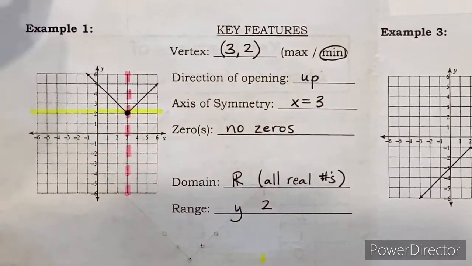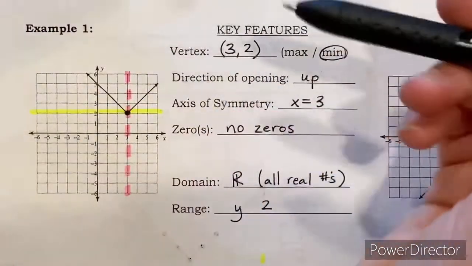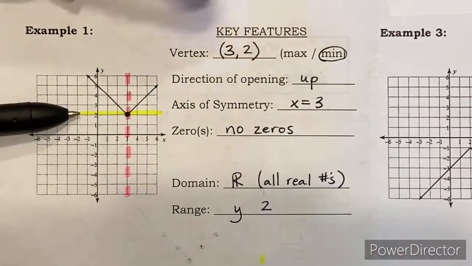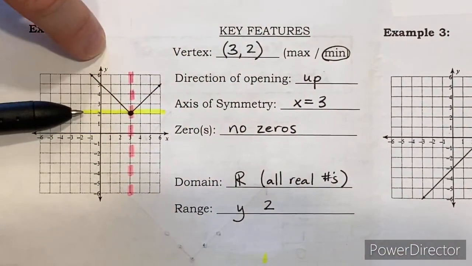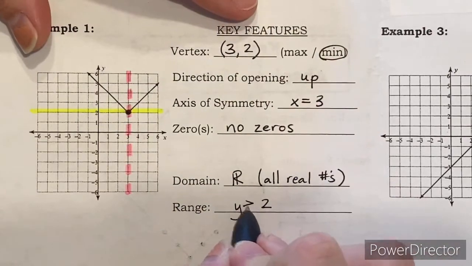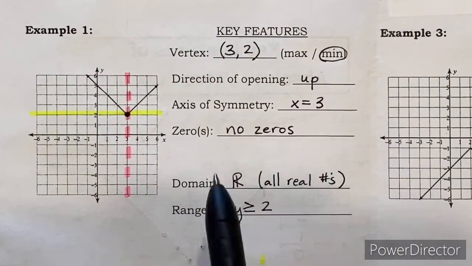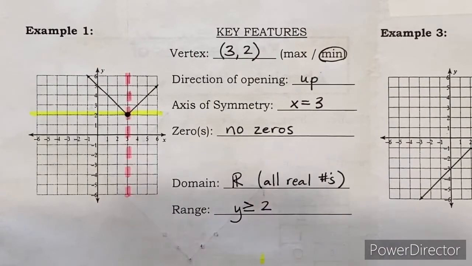Now I need to decide, am I going to use a greater than or equal to or less than or equal to? And that depends on how the graph is opening. This one is opening up, so this graph is going to use everything above that yellow line. So I'm going to use greater than or equal to. And I can have an or equal to bar because it can actually be on 2. That's where the vertex is.